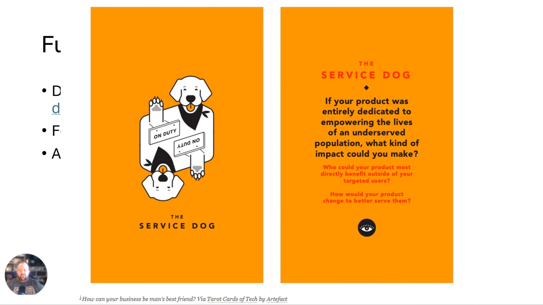The service dog. This is especially where we get into accessibility, right? If your product was entirely dedicated to empowering the lives of the underserved, what kind of an impact would you make? And this second question is really the one I want you to focus on here. Who could your product most directly benefit outside of your targeted users? And this is an important one to think about.